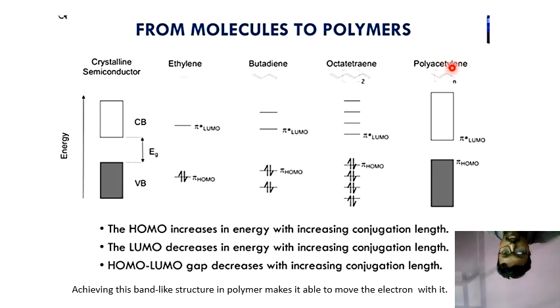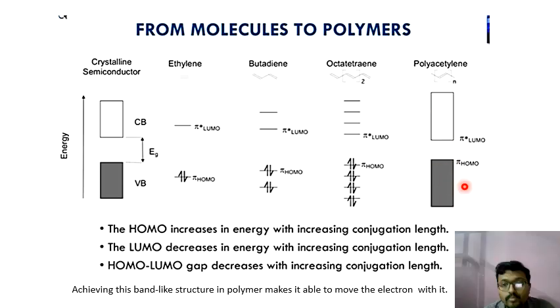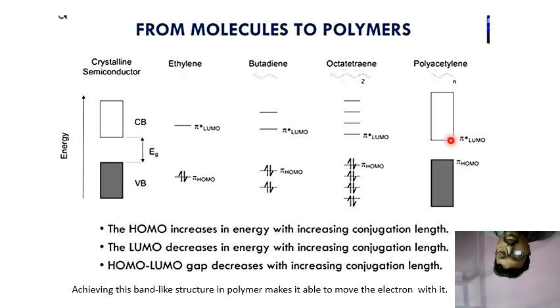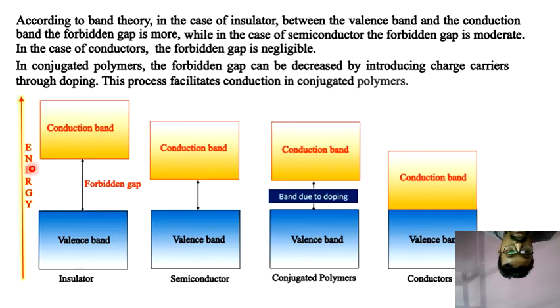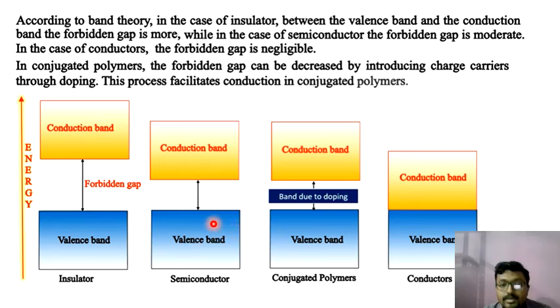Okay, so when polyacetylene is formed, there are actually two bands. One is the conduction band, which is unoccupied, which is vacant. Another one is the valence band, which is occupied by electrons. Right. Now this HOMO-LUMO gap, the pi HOMO-LUMO gap, is important. If the gap between valence band and conduction band is very high, it is called an insulator. When there is no gap, it is called a conductor. When the gap is in between, it is called a semiconductor. Okay. Now polyacetylene, polyaniline, all are actually mainly semiconductors.